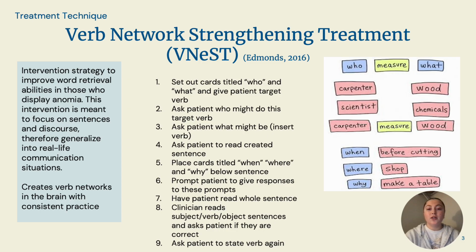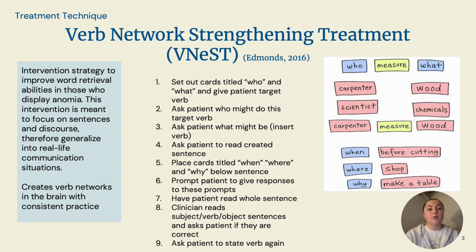So to do this treatment, the clinician would first set out cards labeled who and what, and then give a target verb to the patient. In my example here, the target verb is measure. Then you would ask the patient who might measure, or who might do the target verb. Once they name this, you'll ask the patient what this person might be measuring. In this case, the first example is the carpenter measures wood. Then you would ask the patient to read their created sentence.